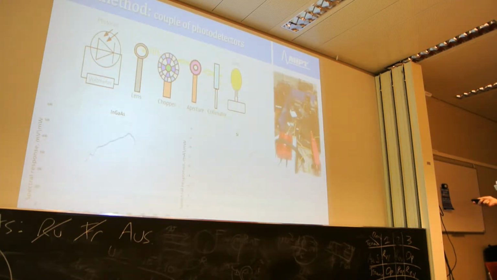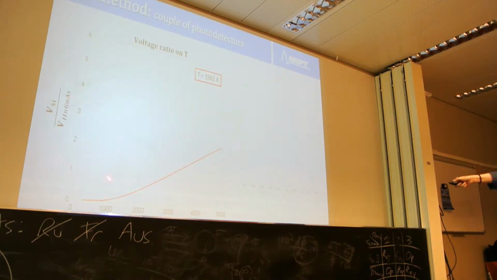The third method uses only 2 photodetectors without light filters. You can see this setup here. I get the voltage ratio as a function of radiation temperature, and I conduct experiments. I get the voltage ratio on our photodetectors, and I get the temperature.